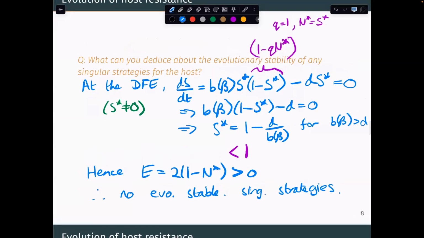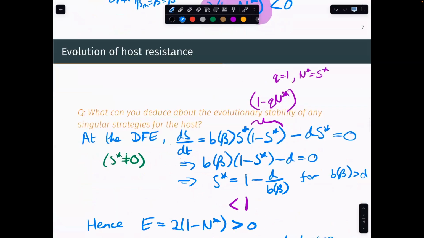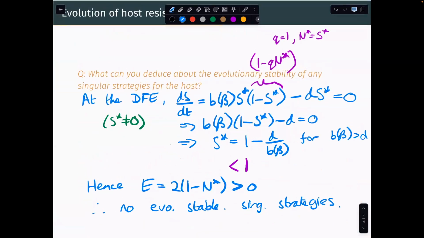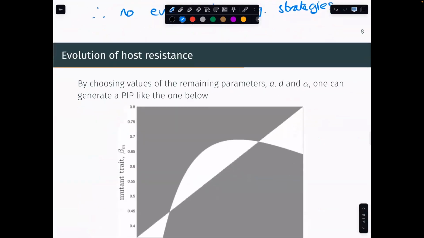Can anyone tell me then, can anyone remember what possible types of singular strategies we might have? Remember there are 4 types of singular strategies. Can anyone remember what the ones are that are not evolutionarily stable? Yeah. And the other one? Yes. Okay.